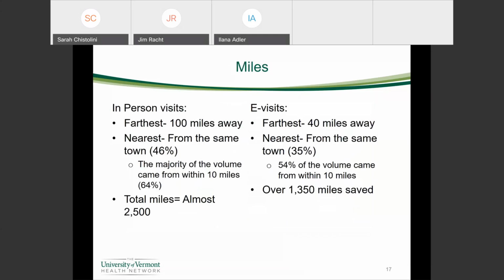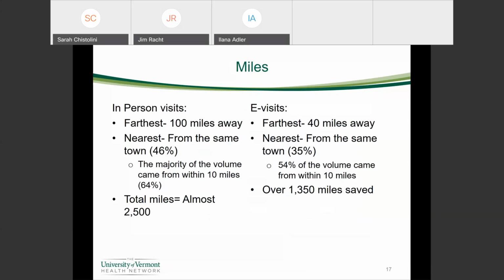So what we also tracked, or what I also tracked, was miles saved. It's really interesting to me to see different benefits and different ways that we are helping our patients. So a lot of the patients who go to that clinic are actually from that town as well. We did find that a pretty high number, a third of the patients who did e-visits, are from the same town.